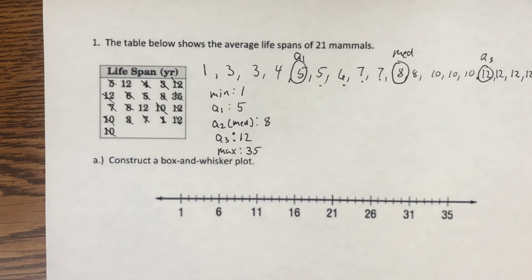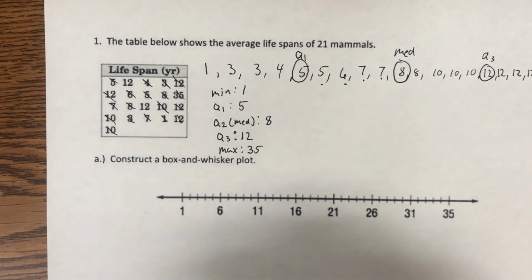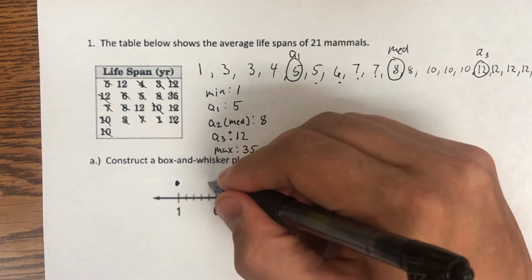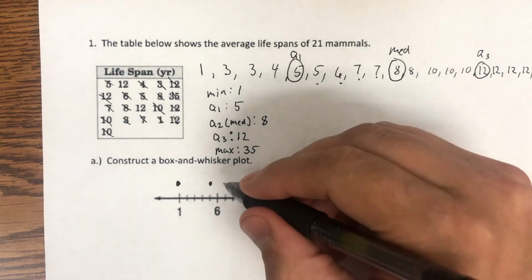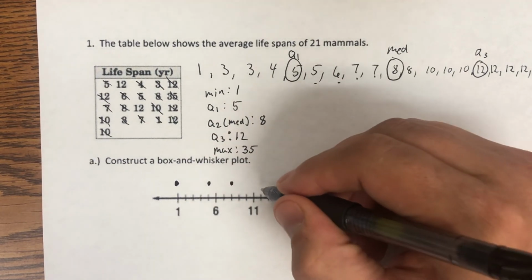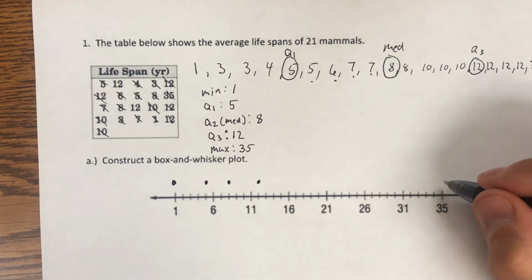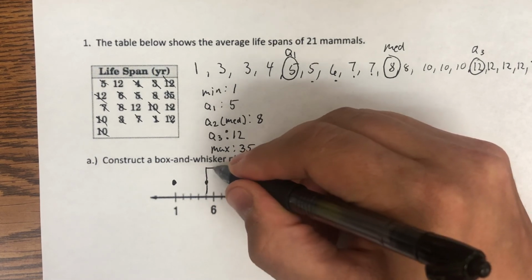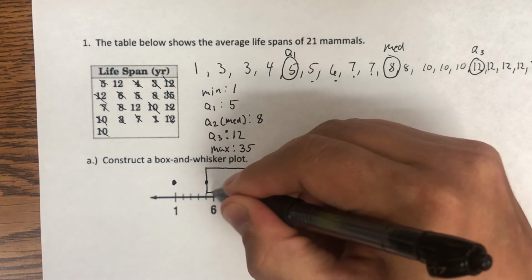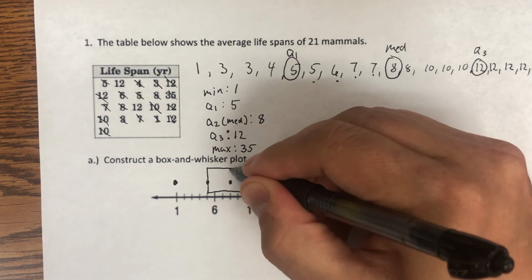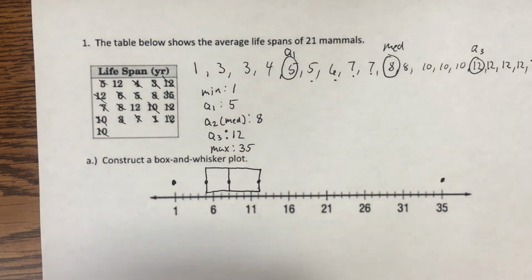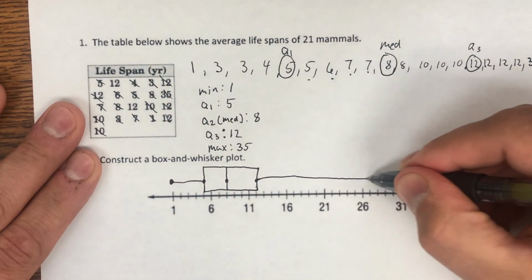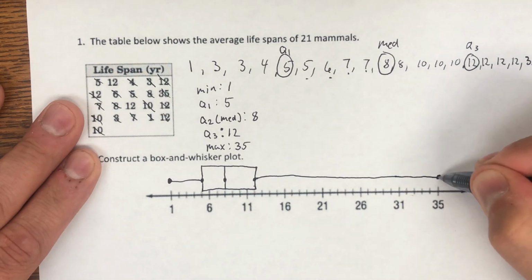All right, to draw the box and whisker plot, we plot these points. Start with our minimum of 1. Our first quartile was at 5. Then we went to 8. Up to 12. Then all the way over to 35. So that's a long whisker heading that way. Box around the quartiles. Line through the median. And then draw in our 2 whiskers. And we have made another box and whisker plot.